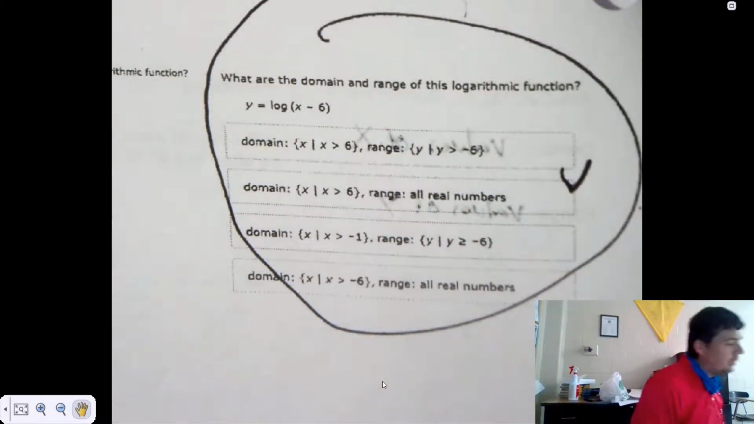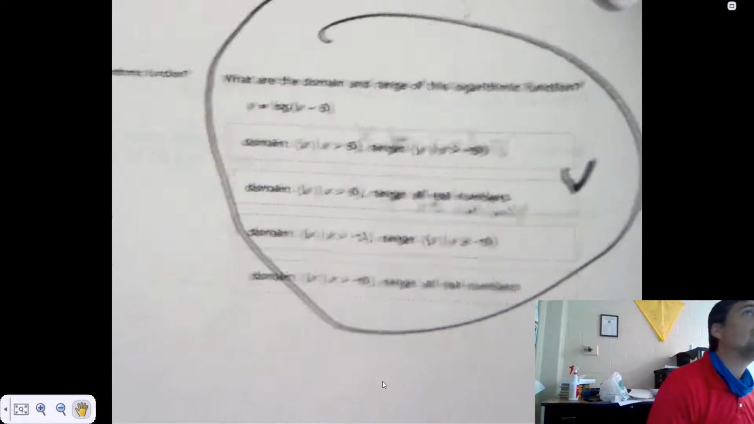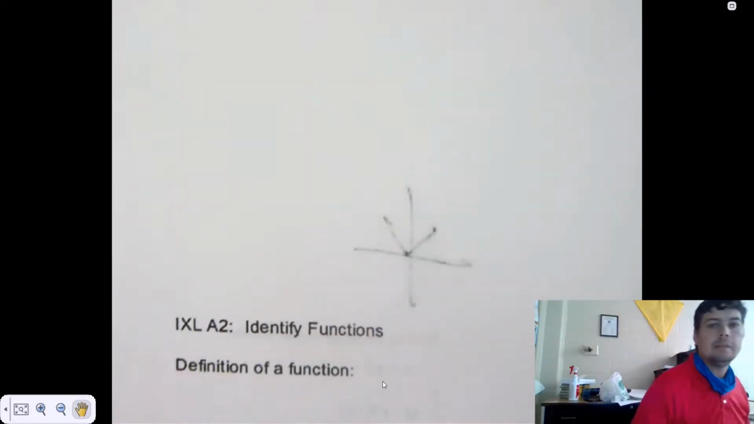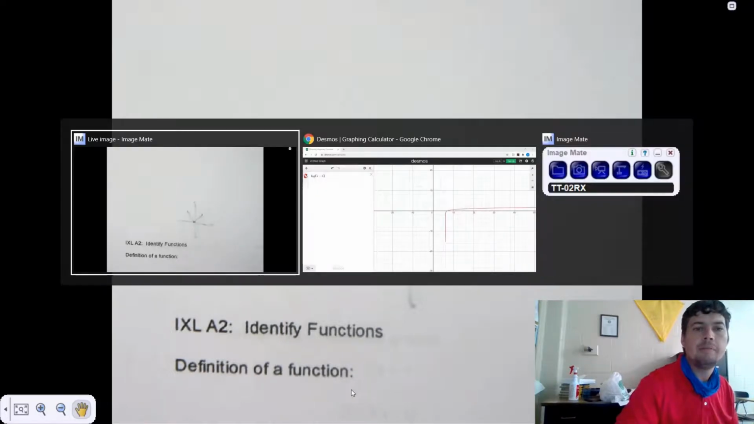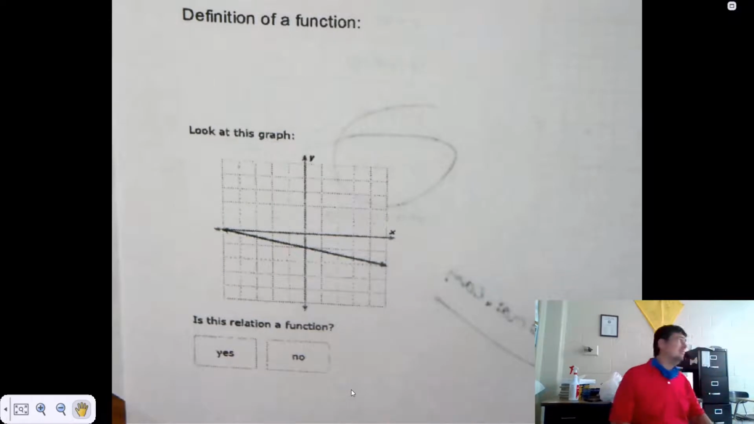All right, A2, identification of functions is what's up next. It's a nice easy one. You could probably do this one in 5 minutes flat and get to 100. Anybody know the definition of a function? No one ever does.